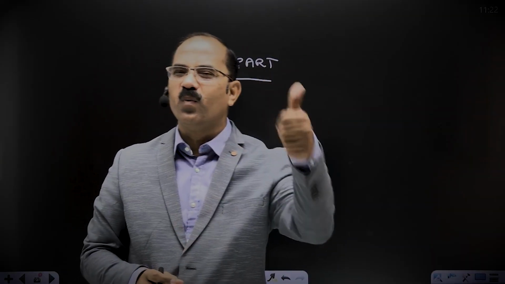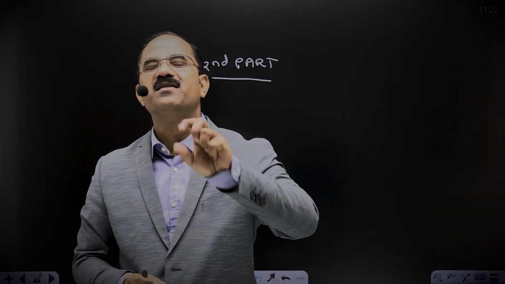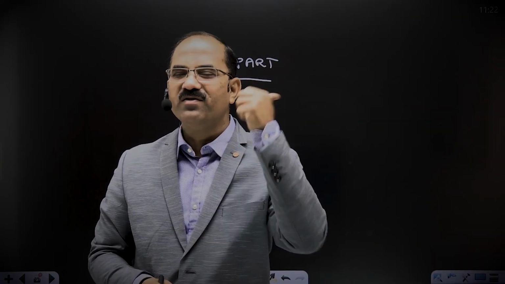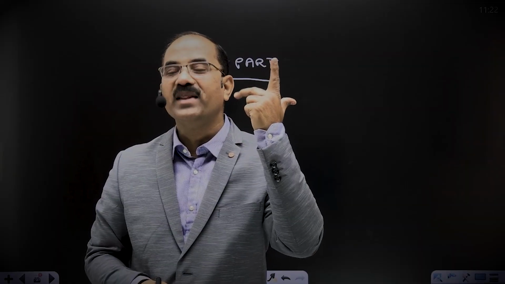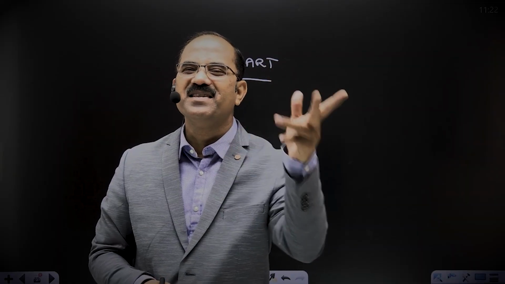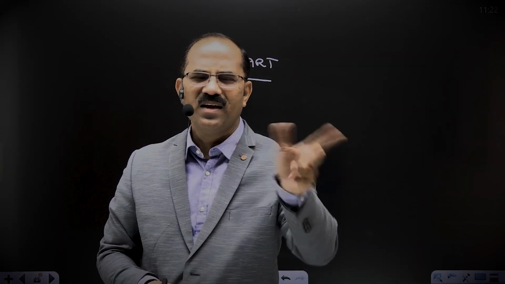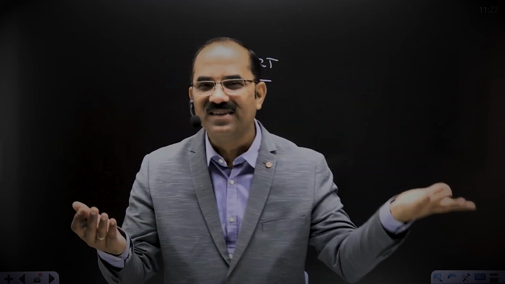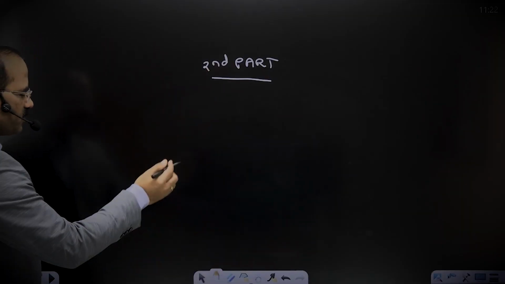3 muscular, 1 sensory. 3 motor branches, 3 muscular branches: masseteric nerve, deep temporal nerve, and nerve to lateral pterygoid. 1 sensory branch is the buccal nerve. Same are the arteries. Easy? Come on. So what are the branches from the second part?